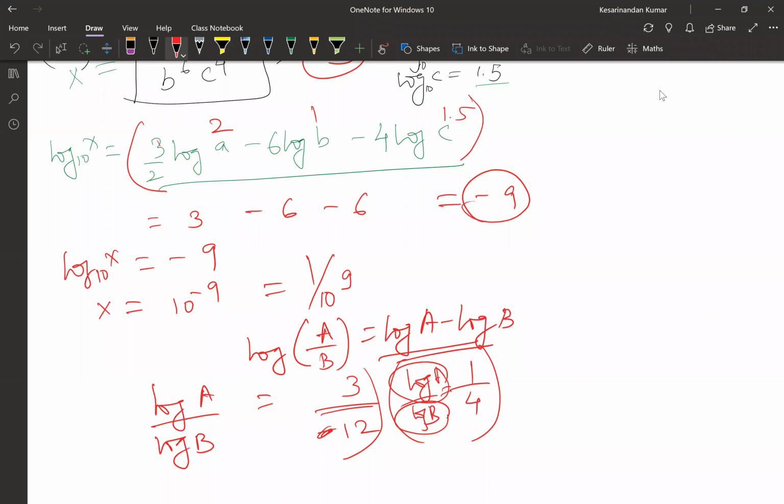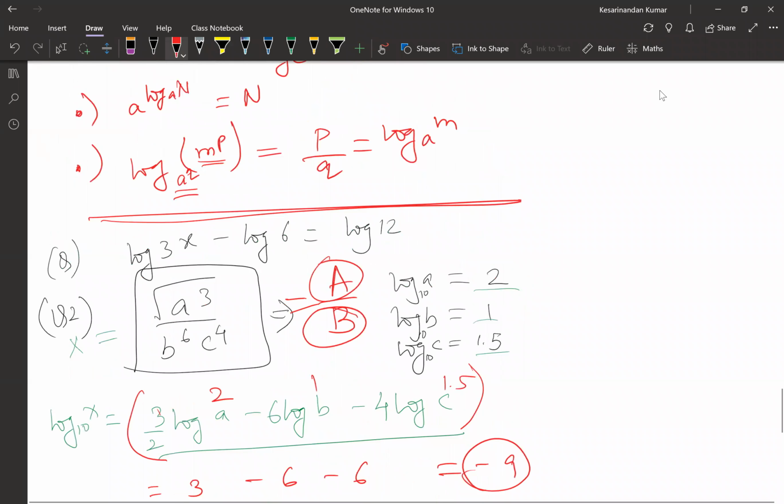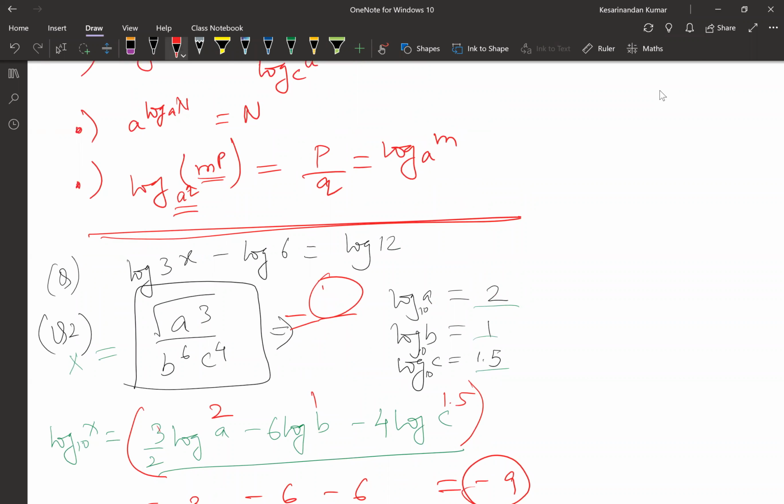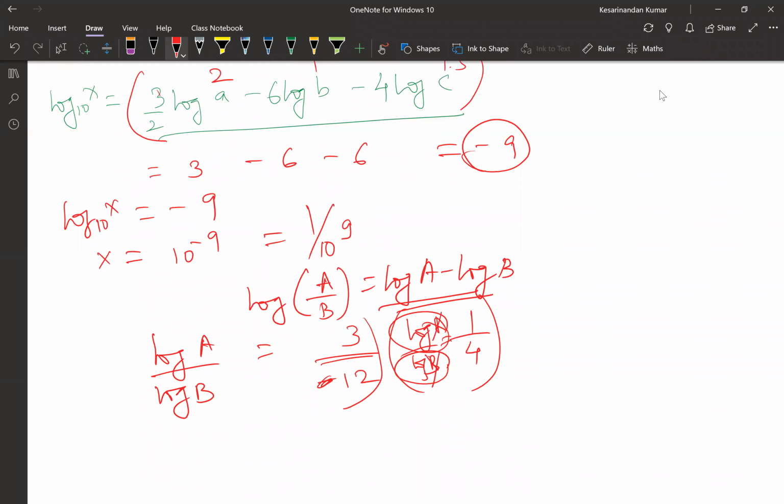Like log a, sorry, my bad. Not this A. Let's not confuse the symbols. This is X by Y. So this is log X and log Y. Yeah. Now how will you do? I get it. Whatever you have done is quite correct.